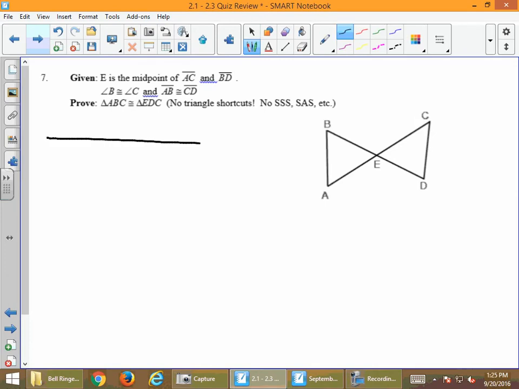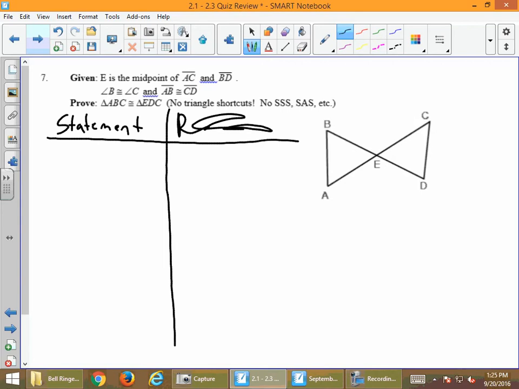So first thing you do is draw your little T-chart out. We got a statement right here. Reason right here. That's reason. Label your stuff. All right, let's go to the first thing. Everyone should have this reason as their number 1 reason. And that reason is? Given. So I'm going to go given with it. Given. There's 1 point. Nice job.